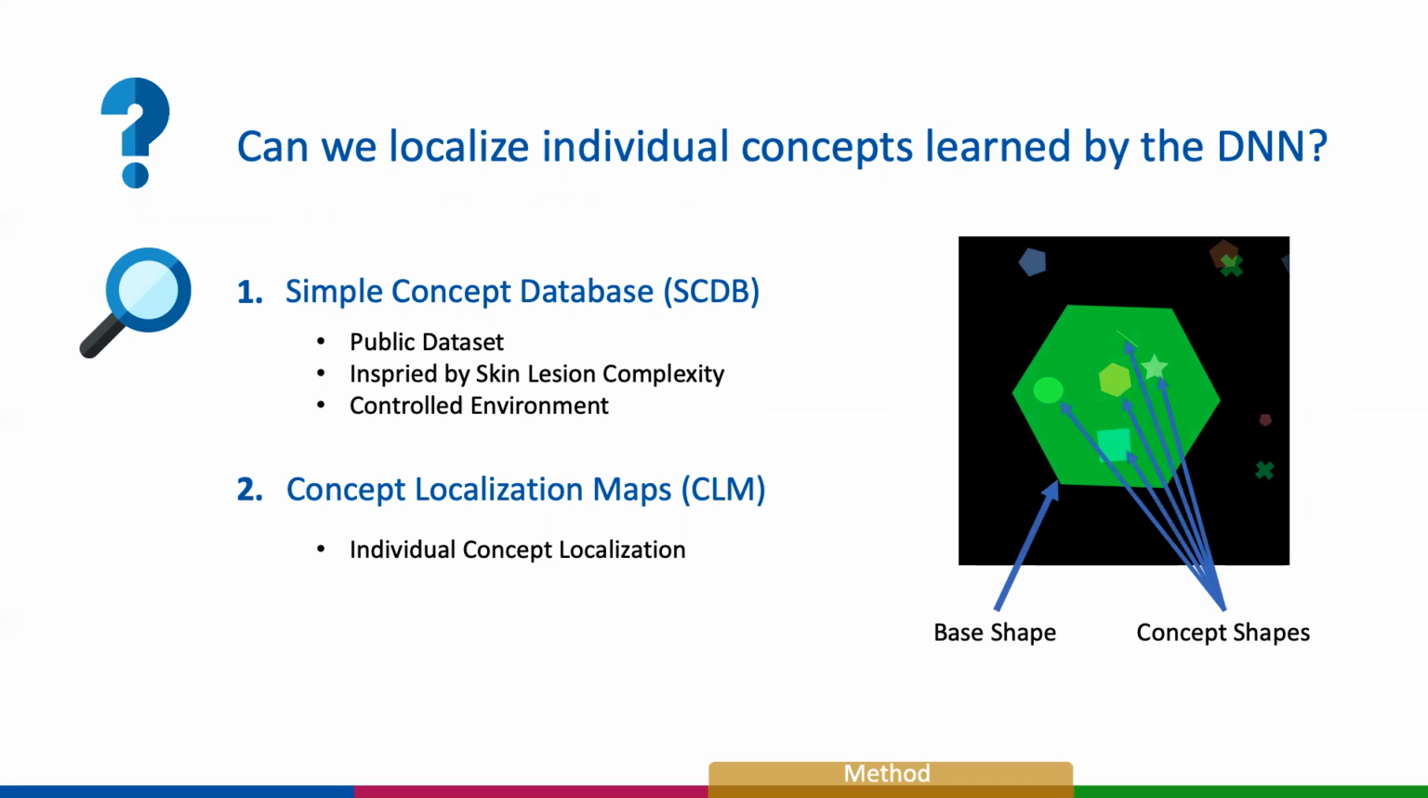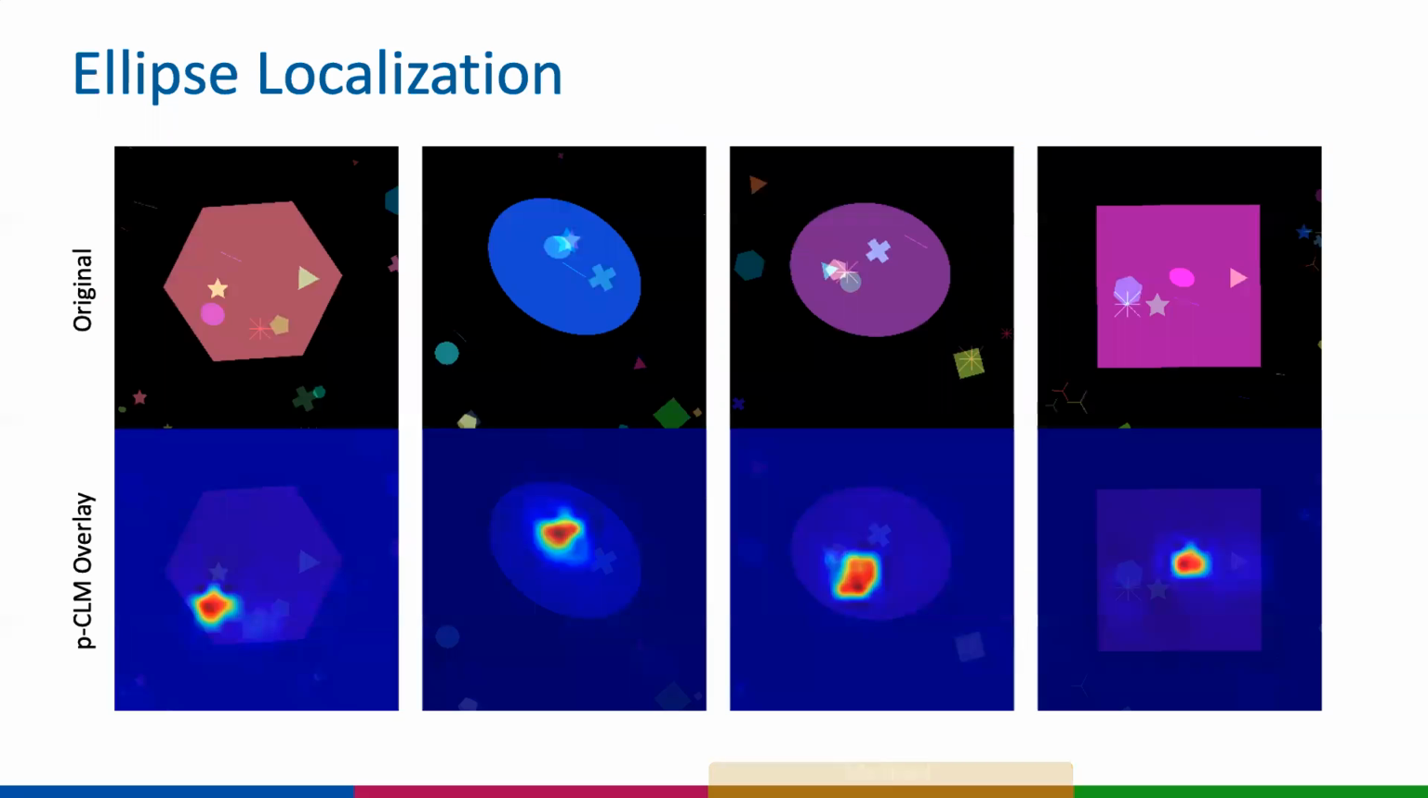Second, we use SCDB to develop our proposed method called concept localization maps. The method combines parts from TCAV together with the idea of attribution methods. We tested 3 variations of the method and identified one as working best. Then we transferred the method to a real-world dataset to initially prove its practicality.